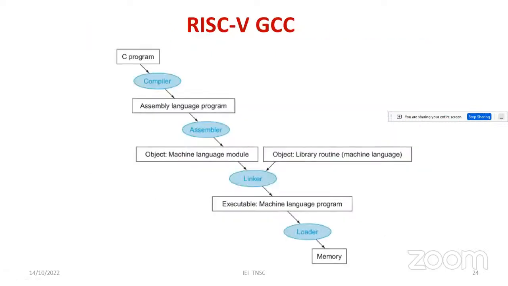This is the RISC-V GCC. A C program is written and compiled through the RISC-V compiler. Then an assembly language program is generated and fed to the assembler. It generates a machine language module. It is linked with the library routines through the linker, and an executable is generated and loaded into the memory.